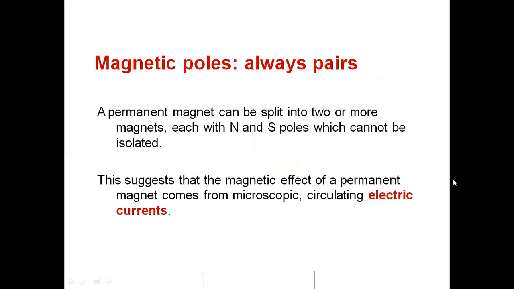Now magnetic poles are always in pairs. Whenever we consider a bar magnet, it has two ends, and those two ends represent the two poles of the bar magnet, named north and south poles. We can't separate or isolate these north and south poles. If we break the bar magnet into n number of pieces, then there are n number of pairs of north and south poles. So this suggests that the magnetic effect of a permanent magnet comes from microscopic circulating electric current.